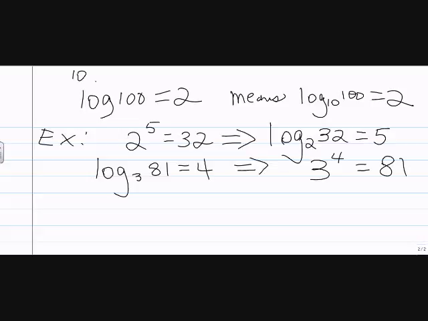Yes, sir. The only subscript you don't have to write is the 10. Every other subscript you have to write, except for e, but we're not going to do those.